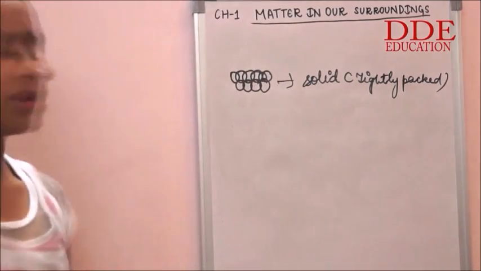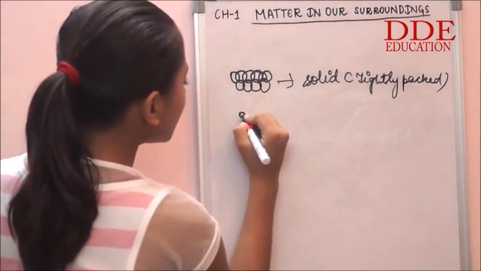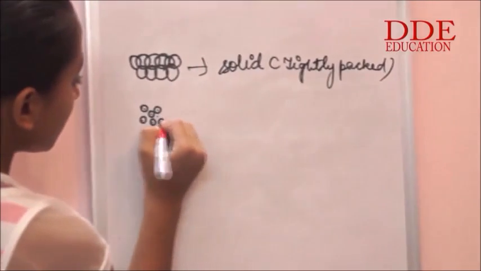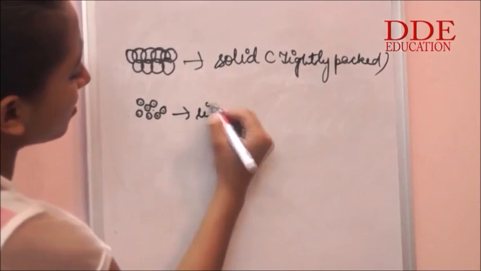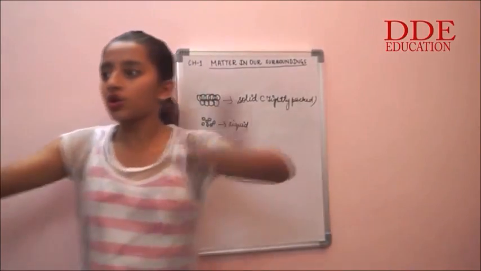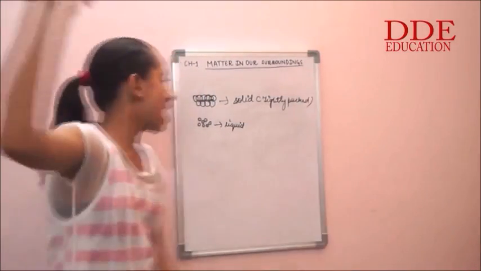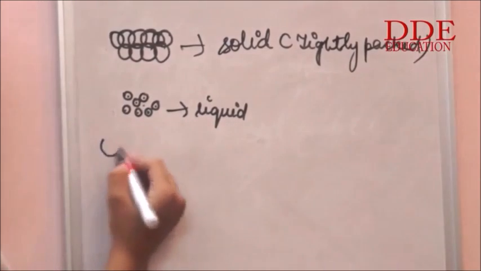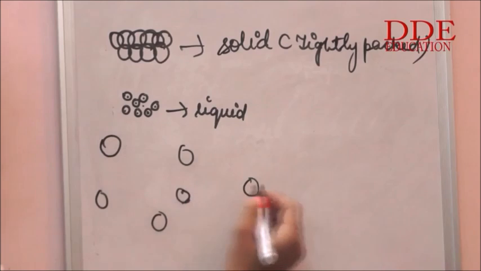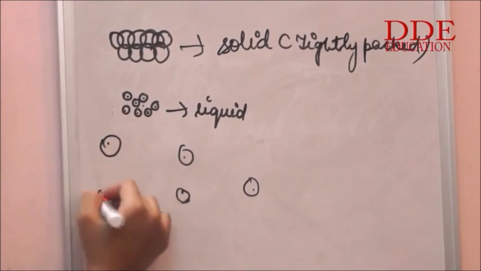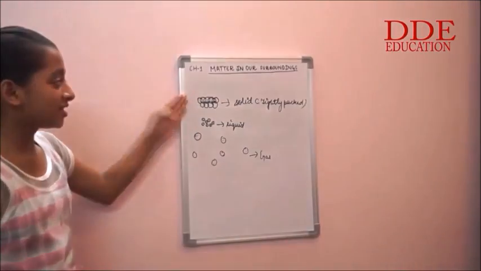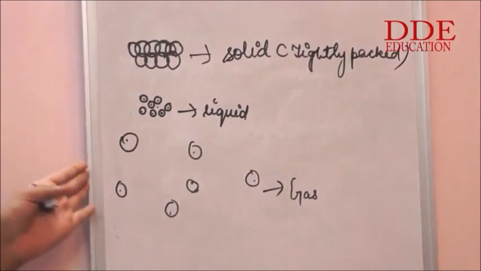Okay, now let's talk about liquids. Liquids are something like this. These are liquids. These are moderate, not the extreme right nor the extreme left. And let's talk about gas. It's like this. These are the real particles of gas. Okay, this is solid, this is liquid, and this is gas.